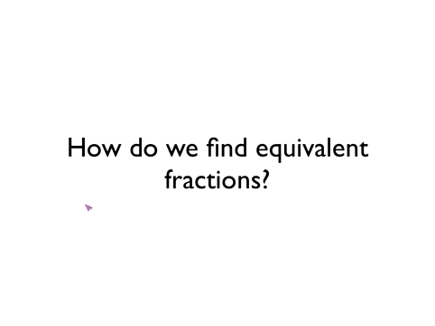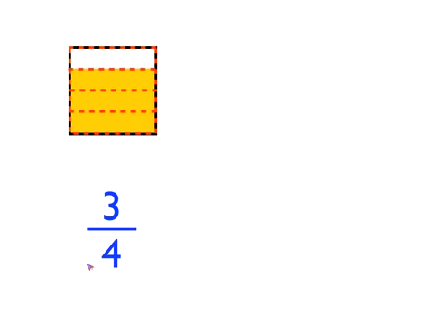Right, okay, let's have a look at how we actually go about finding equivalent fractions. If I said to you, find an equivalent fraction to 3/4, let's have a look at how we go about doing that. Here's a square. A proportion of it is shaded in orange. 3/4 is shaded in orange. As you can see, I've split it into 4 equally sized pieces. 3 of them are shaded in, so 3/4 of that square is shaded in orange.